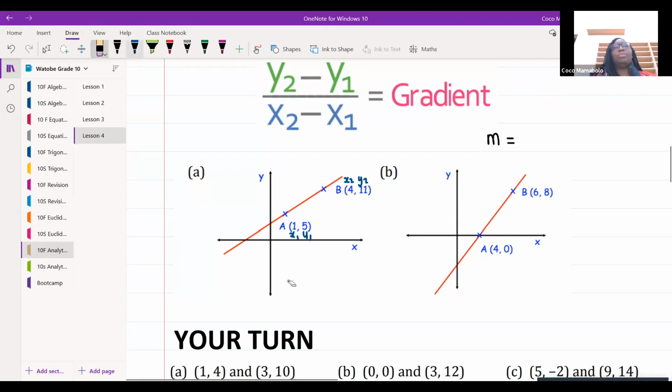So what we're going to do now is we're going to take y2, which is 11, and minus it from y1, which is 5, over x2, which is 4, minus x1, which is 1. So I'm going to get 11 minus 5, which is 6, over 4 minus 1, which is 3, and that is equal to 2.